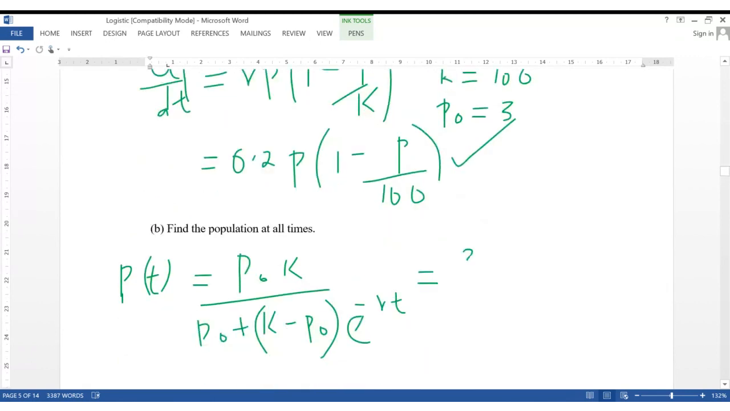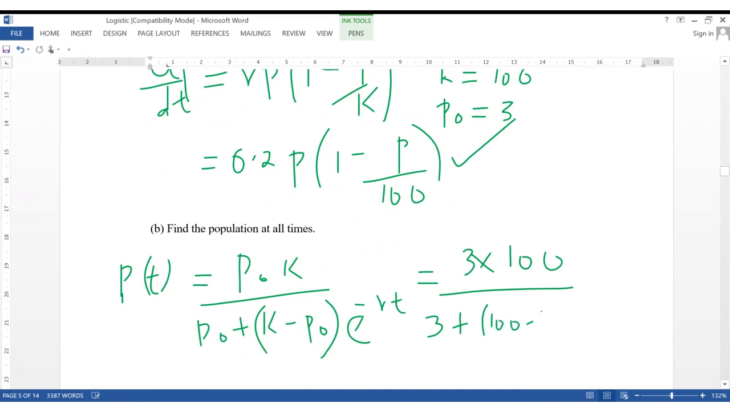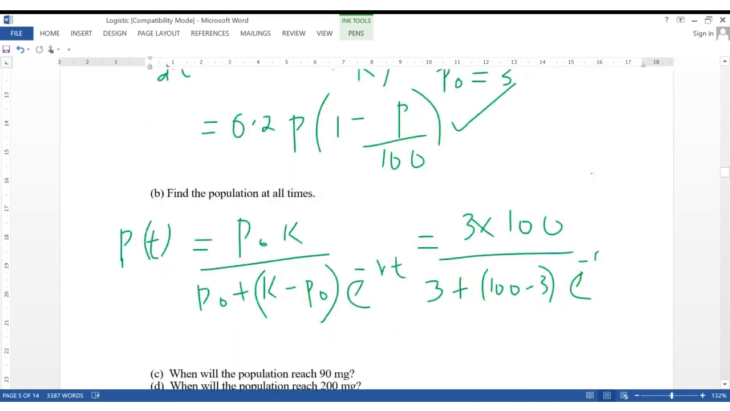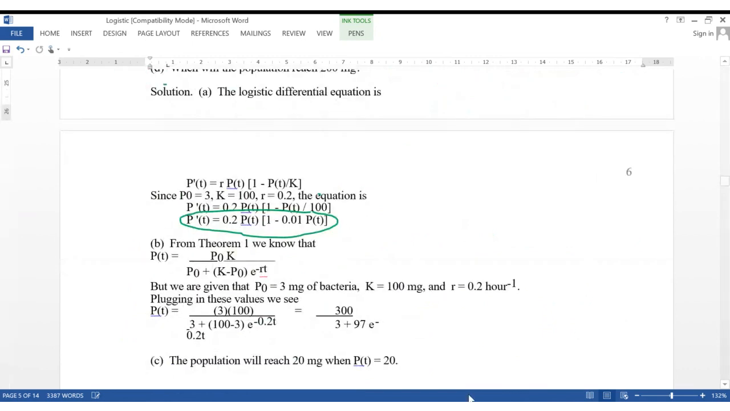And then we multiply by our K, which is 100. And then P naught is still 3, and then we have K minus P naught, 100 minus 3. And then exponential negative, our growth parameter r is 0.2, and then our t. If you check, let's confirm what they got. There's a mistake here. Basically, the power has gone down, but it is still okay. So this is the final answer they are getting, and you can see it's the same.